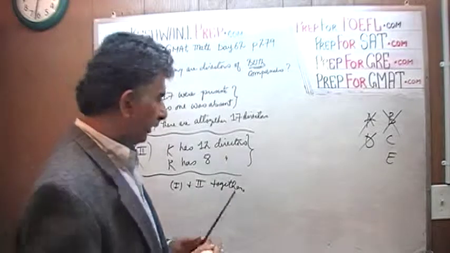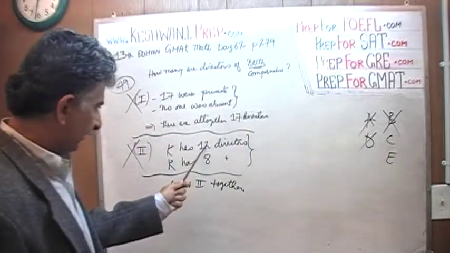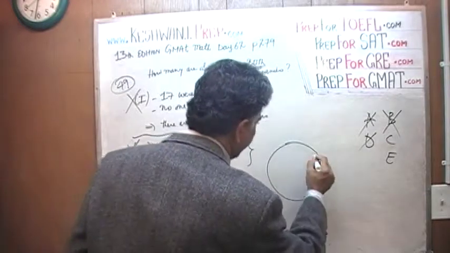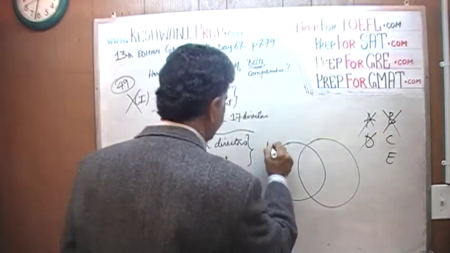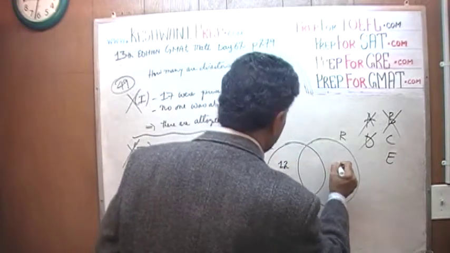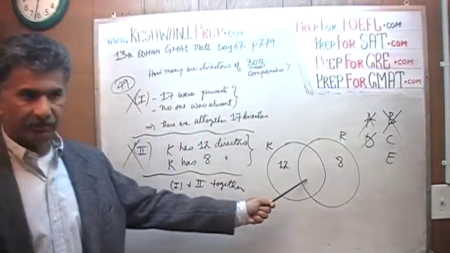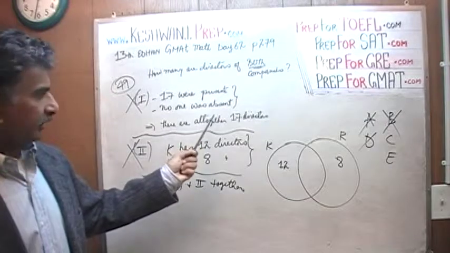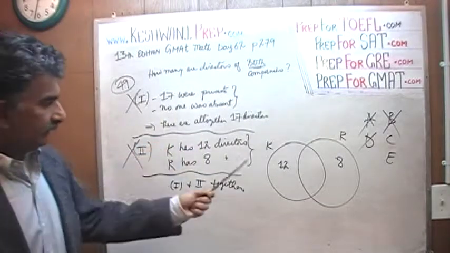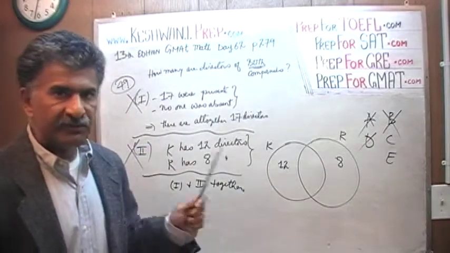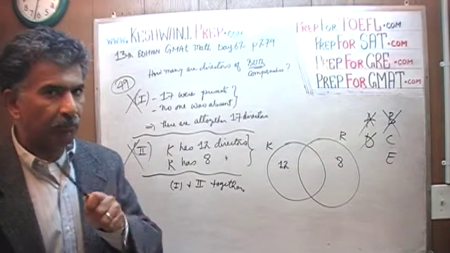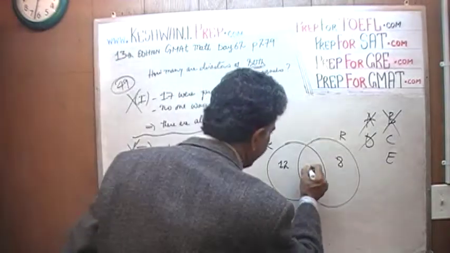So this is how it's going to look in a Venn diagram. The second statement tells us this 12 and 8. Here's your company K, here's your company R, and we are told that there are 12 in company K and 8 in R. This is from the second statement. Now I'm going to introduce the first statement. The first statement tells us there are altogether a total of 17. This is 8, which means there are 3 people who are double counted. They are double counted because they represent both companies. So that 3 goes in the common area right here.